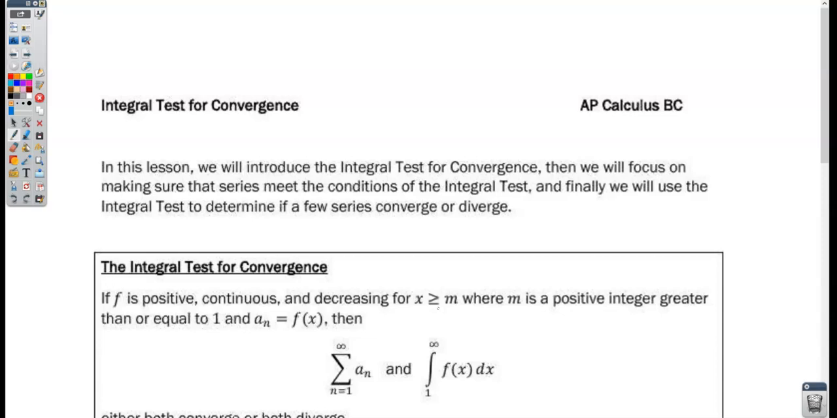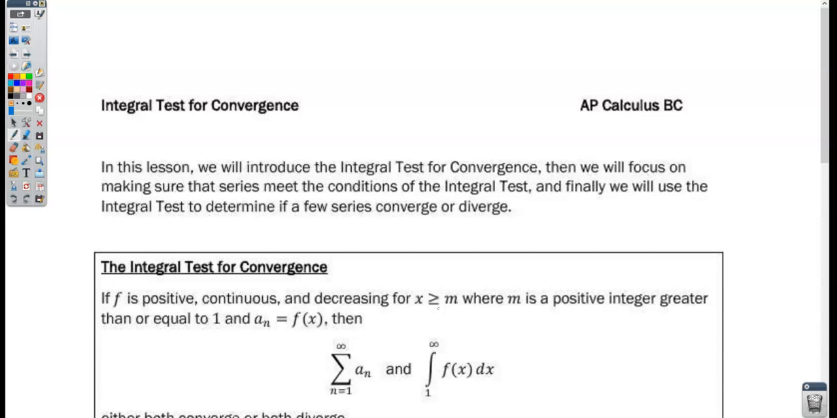So in this lesson, we're going to introduce you to the integral test for convergence. Then we're going to do a few examples where we focus on making sure that the conditions for the integral test are met. We can only apply this test in given situations, and to apply it in a situation where it doesn't work would be totally inappropriate and would lead us to some wrong conclusions. We're going to talk about why the integral test works the way that it does, and then we're going to use it to determine if a few series converge or diverge.